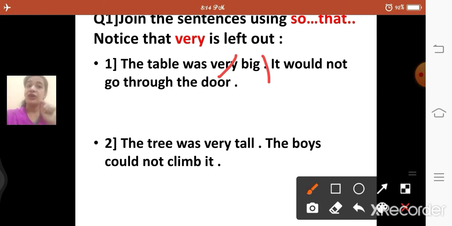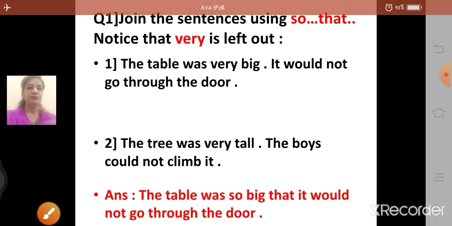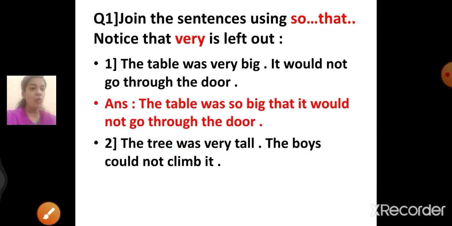And we are going to make one sentence. So we are going to cut that full stop and instead of that full stop we are going to use that. So the sentence will be like this. The table was so big that it would not go through the door. Let's see the answer. The table was so big that it would not go through the door.